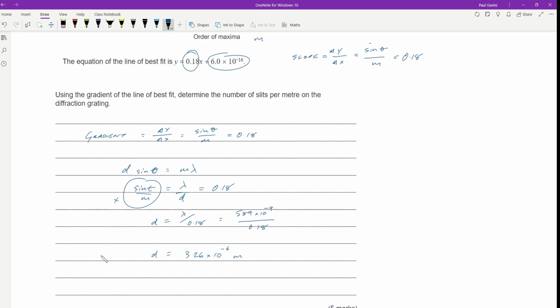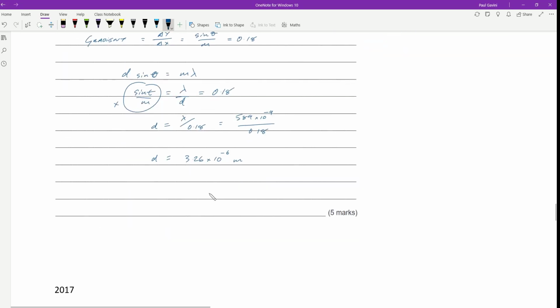Now, a lot of students would leave it at there and not get full marks, because the question actually says slits per meter. Alright, so to get the number of slits, we do the inverse, so that's going to be 1 over 3.26 times 10 to the power minus 6. So the number of slits we're going to have is 3.1 times 10 to the power of 5 slits per meter. I'll just write the lazy way.